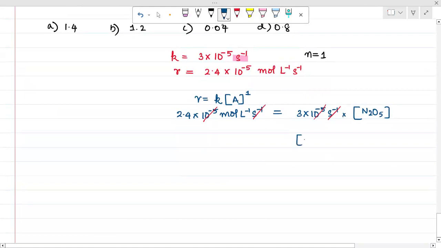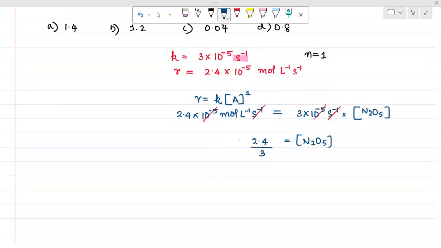Concentration of N2O5 is 2.4 by 3, which is equal to 0.8, option D. What is the unit? 0.8 moles per liter, which means 0.8 molar.